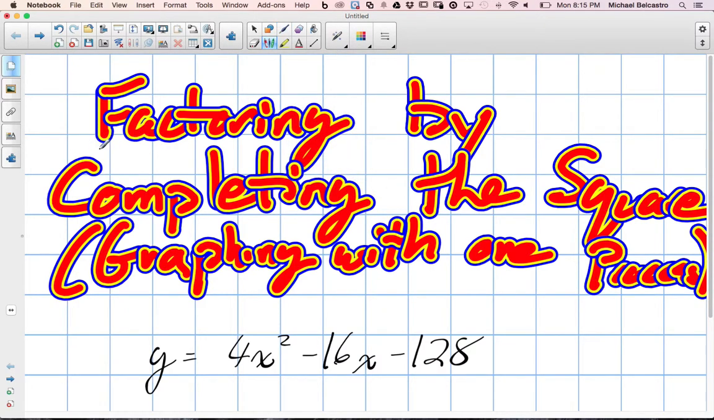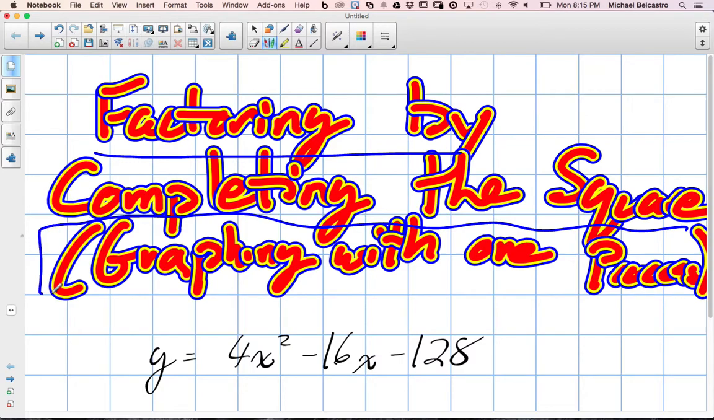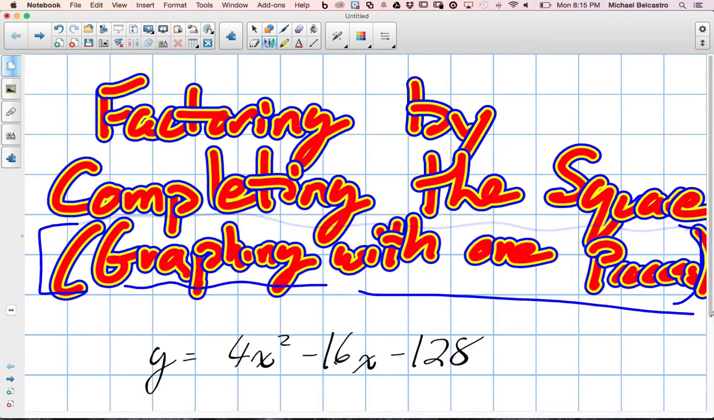It's a very large title. We're going to look at factoring by completing the square. And the reason I'm going to do it this way is because it's a way where we can graph pretty much every major part of a quadratic with really just going through one process, which is completing the square.